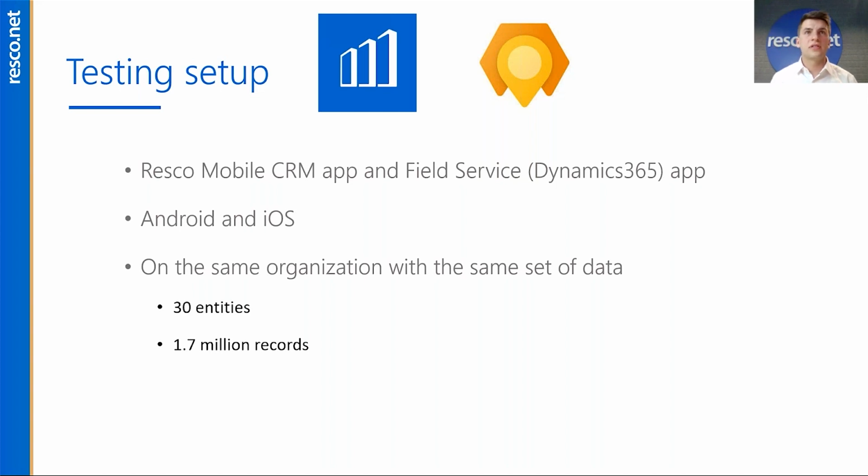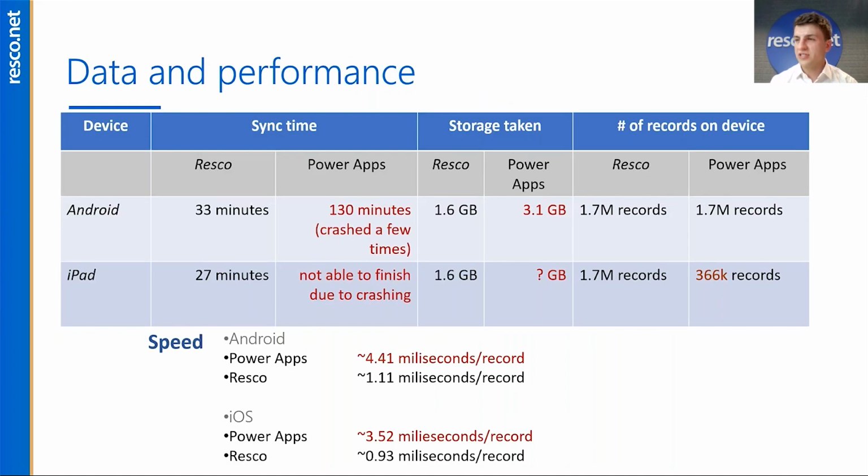Okay, so this shows some of our measurements. This was the first synchronization, when we just set up the application and started to synchronize. You can see here always in the left column Resco and in the right Power Apps. So the synchronization time, that's the first measurement. These 1.7 million records took 33 minutes in Resco on Android, and 27 on iPad. On Power Apps, this was 4 times as much.